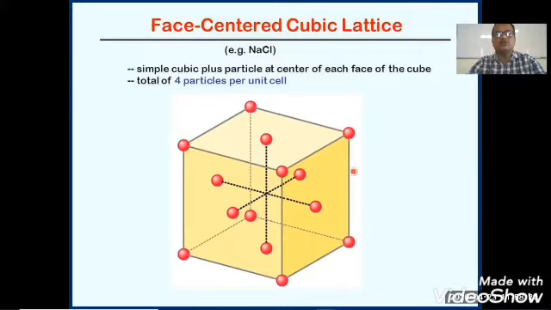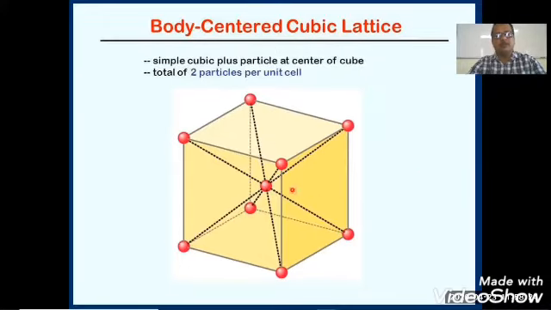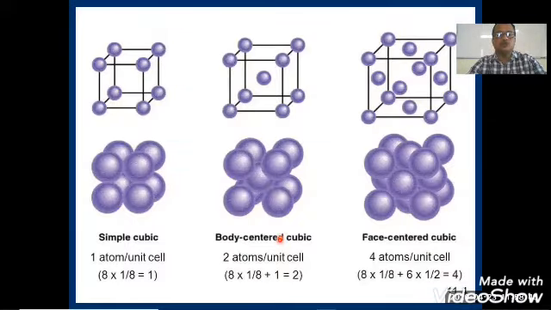So 3 plus 1, it will be equal to 4. Then in case of body centered cubic unit cell, the contribution by the units at the corners will be 1, and the unit which is at the center is not shared with any other unit cell, so it contributes 1. So total number of unit per unit cell will be equal to 1 plus 1, which is 2.